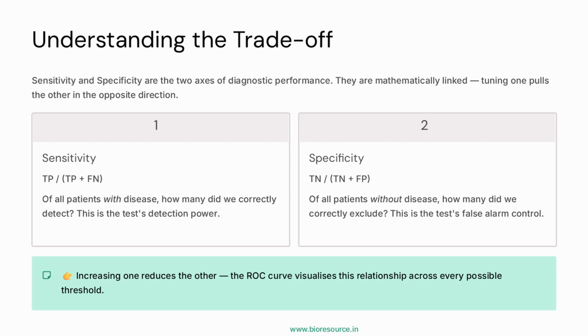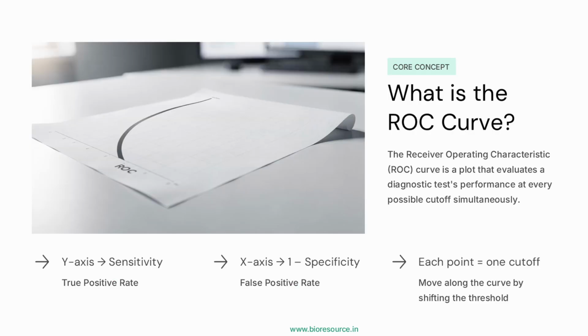So, how do we evaluate all cutoffs together? The ROC curve is a parametric plot of sensitivity, that is true positive rate, against false positive rate. On the y-axis we plot sensitivity and on the x-axis we plot false positive rate. Each point corresponds to a unique threshold. As the threshold decreases, true positive rate increases and false positive rate increases.